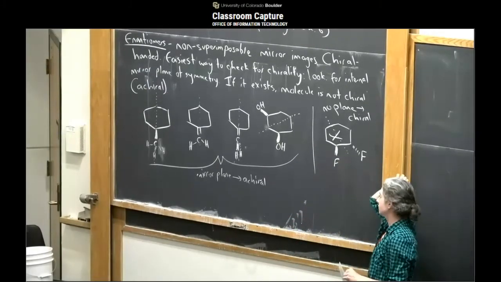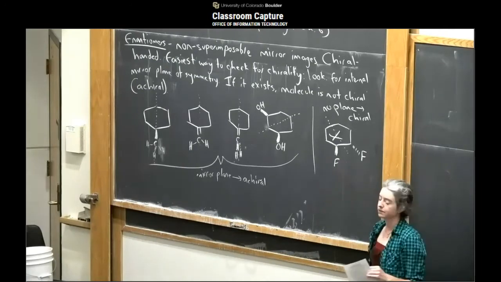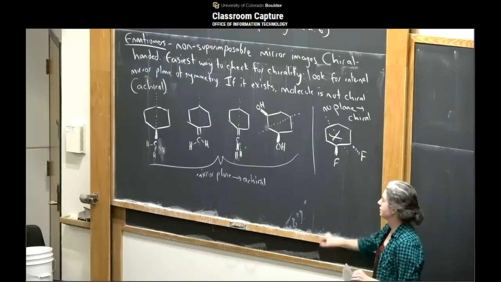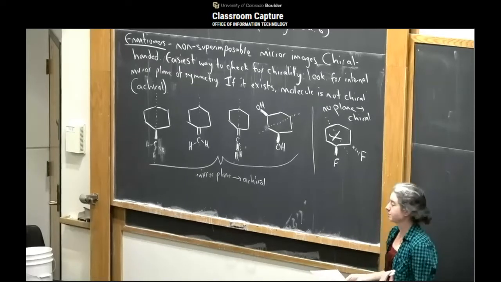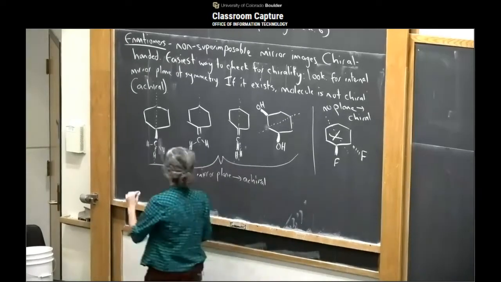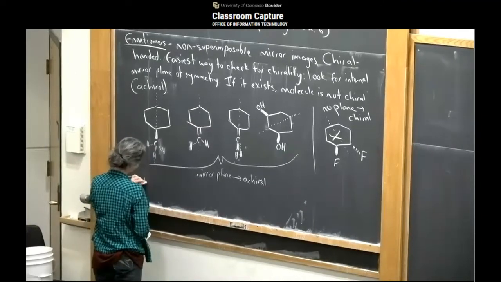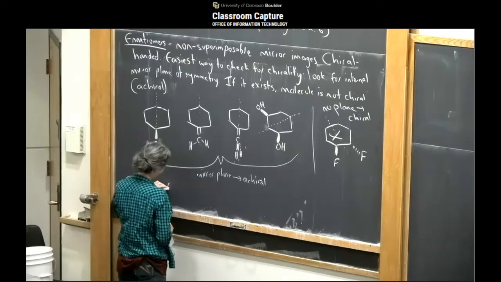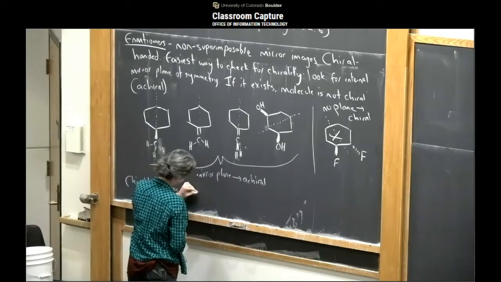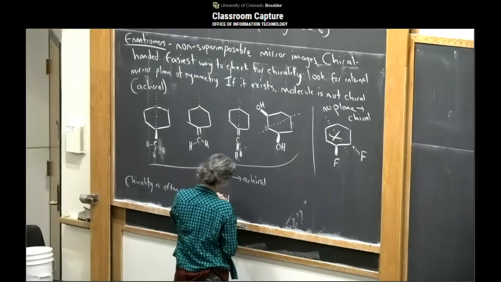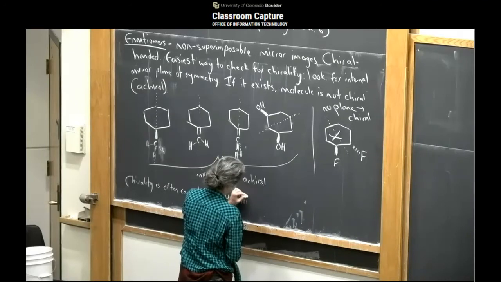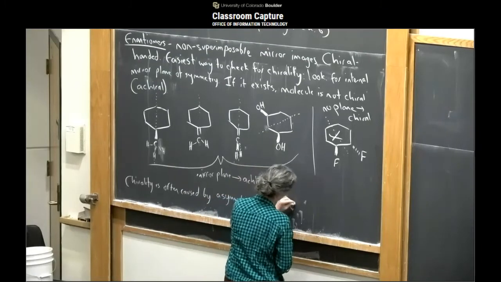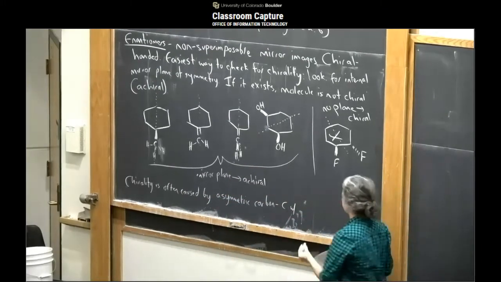So the part of the molecule that is actually causing chirality to arise in all these cases is, about 90%+ of the time in this chapter, going to be caused by something that's called an asymmetric carbon. Or I guess more generally an asymmetric atom, but it's almost always carbon. So this is going to be a carbon with four different groups attached.